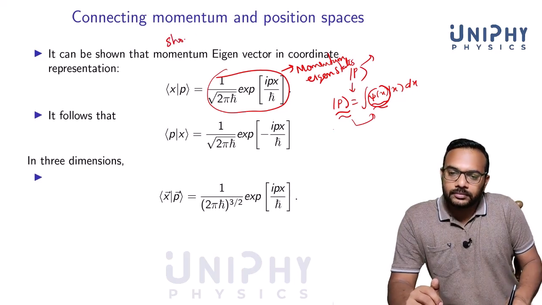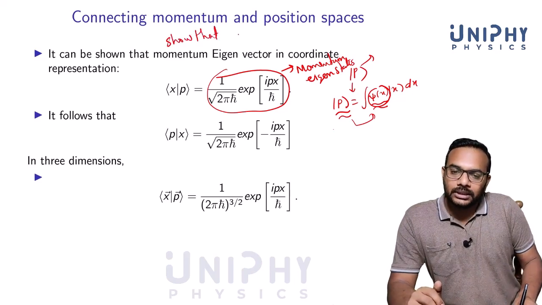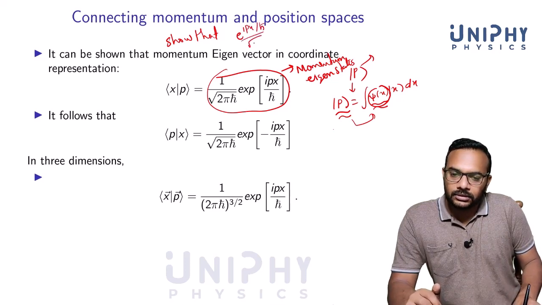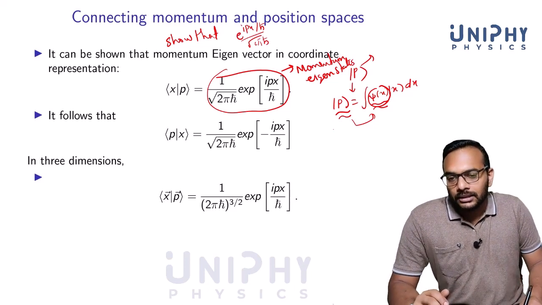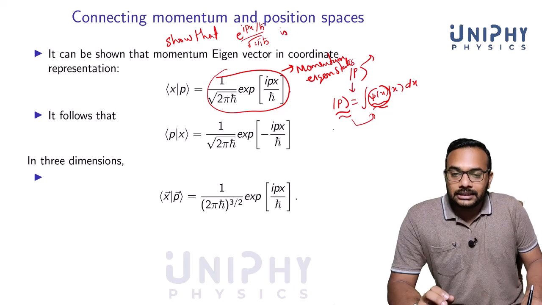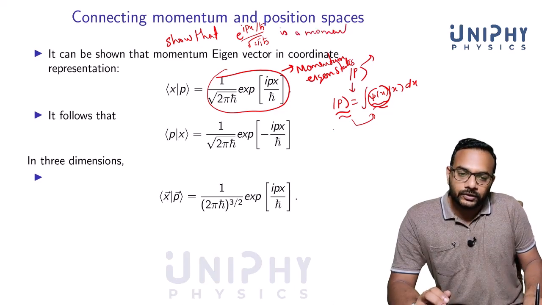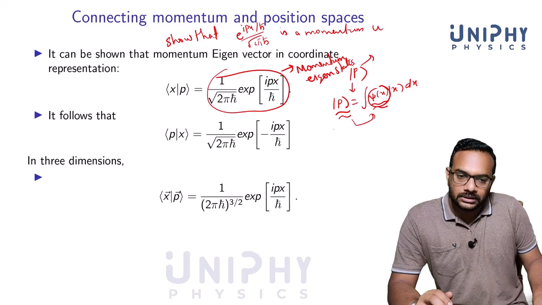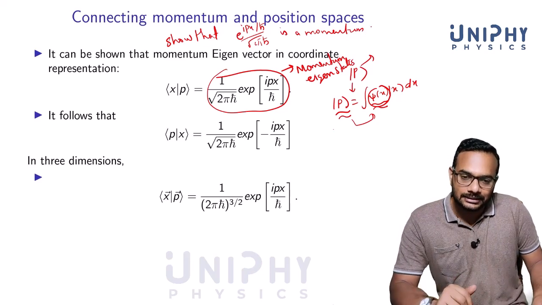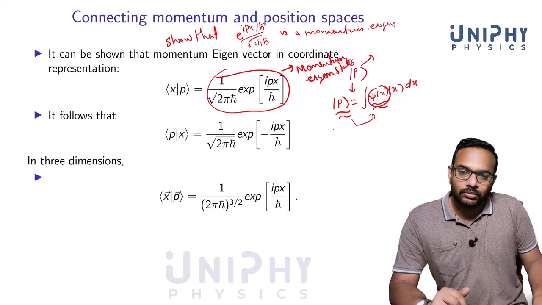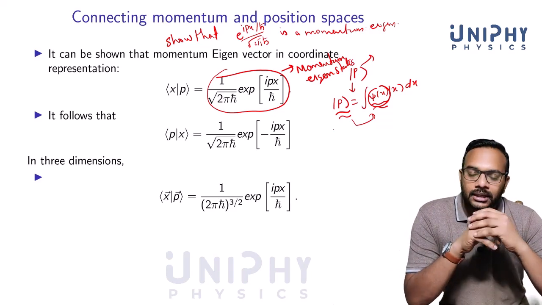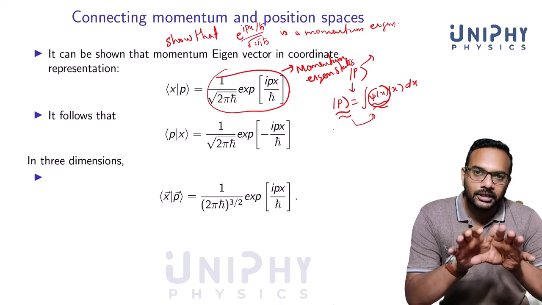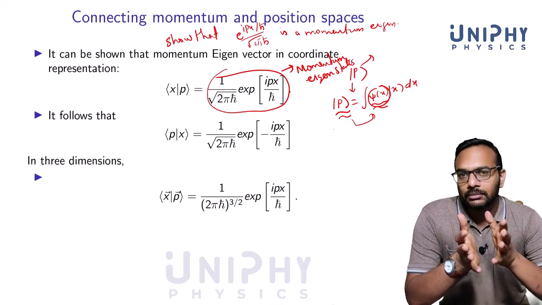Show that e raised to ipx by h cross, divided by square root of 2 pi h cross, if you like, is a momentum eigenfunction. This is known as the normalization factor. Of course, it's a momentum eigenfunction, but I want you to convince yourself, just to be clear that everything is consistent. What do you mean by momentum eigenfunction? It means that if the momentum operator acts on that function, you get a constant multiplied by the same function.